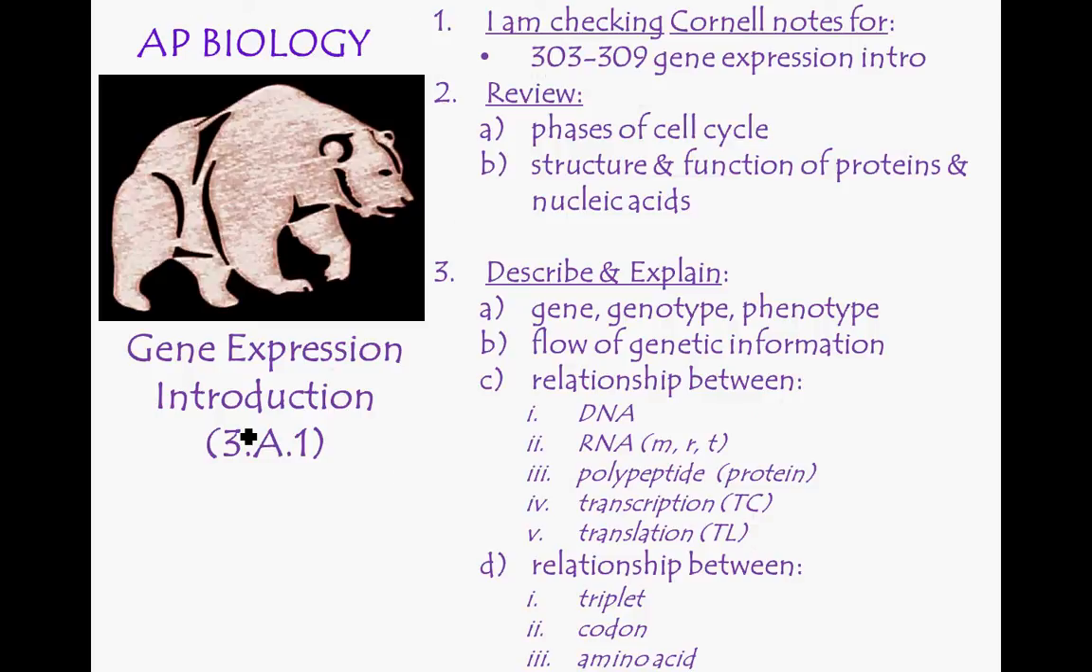So go back. Can you describe and explain here now gene, genotype, phenotype? Describe and explain the general flow of genetic information from DNA to polypeptide. And then clearly describe relationships between DNA, RNA, polypeptide, and then what these processes here, transcription and translation, get you, and then the relationship between triplets, codons, and amino acids.